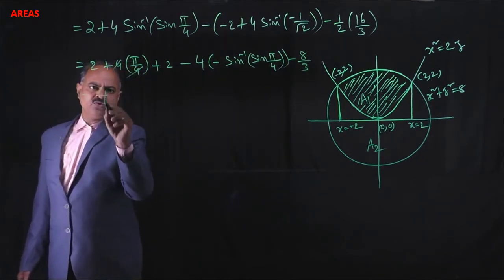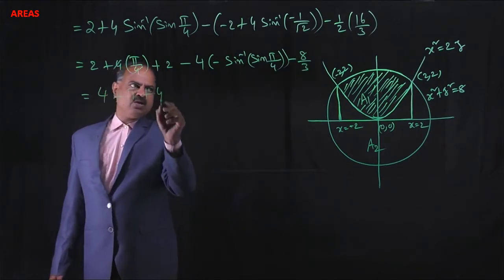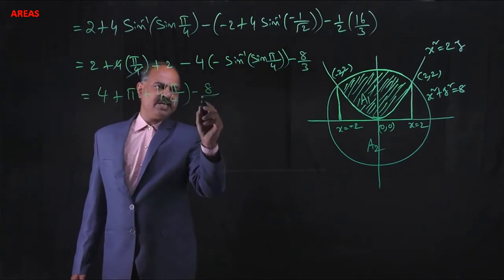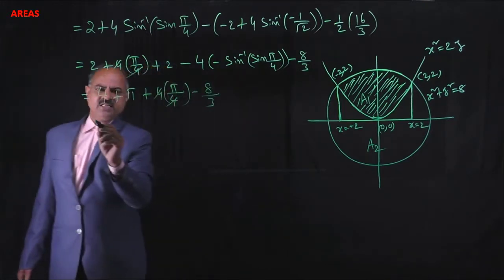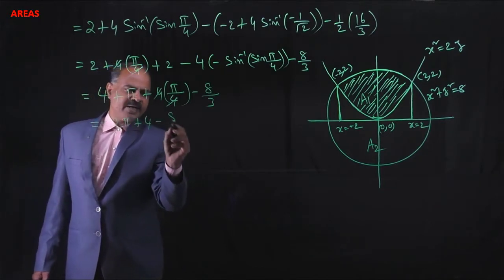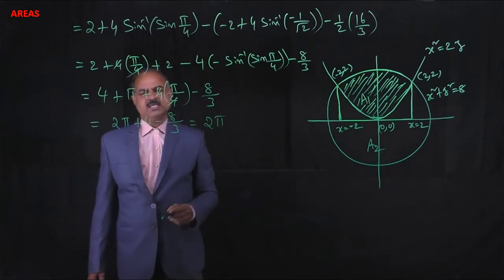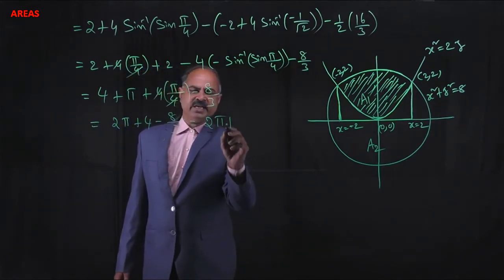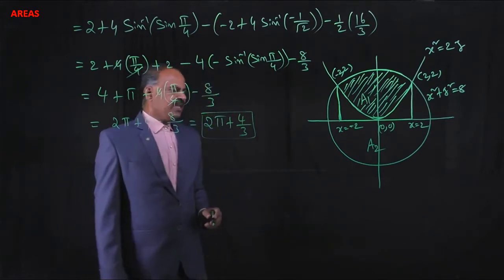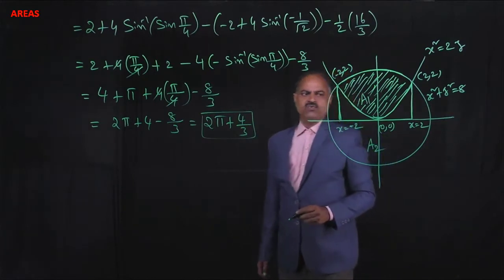Here 2 plus 2 is 4. This minus into minus will become plus 4 into pi by 4, minus 8 by 3. Here 4 get cancelled. That is equals to pi plus pi, 2 pi plus 4 minus 8 by 3. That is equals to 2 pi plus 12 minus 8 by 3. That is equals to 4 by 3. So therefore the interior area A1 is equals to 2 pi plus 4 by 3.